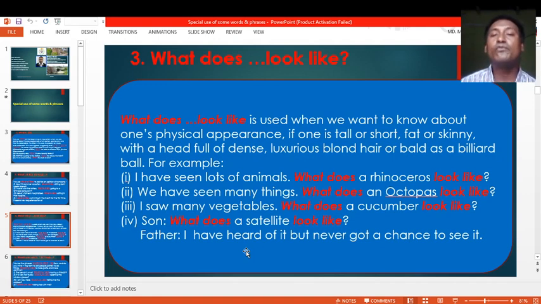For example, I have seen lots of animals. What does a rhinoceros look like? We have seen many things. What does an octopus look like? I saw many vegetables. What does a cucumber look like? Son said, what does a satellite look like? Father answered, I have heard of it but never got a chance to see it.